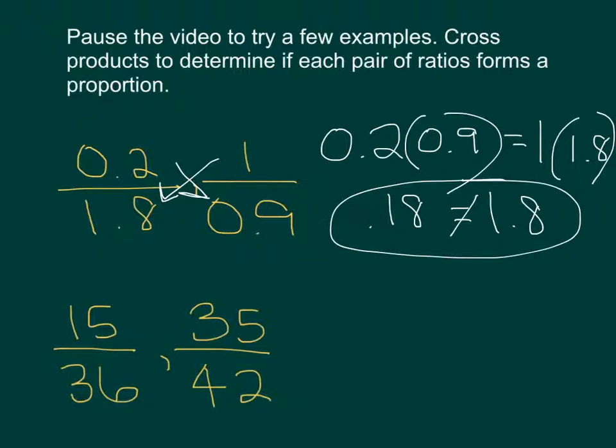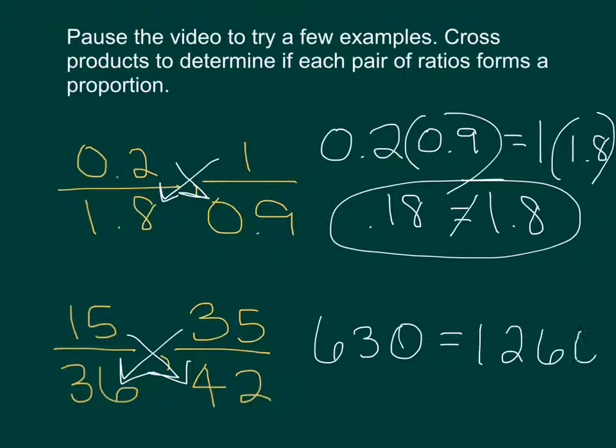The next example we have is 15 over 36 and 35 over 42. When you cross multiply these, you should have gotten 15 times 42, which would give you 630, set equal to 35 times 36, which is 1,260, and those are not equal to each other.